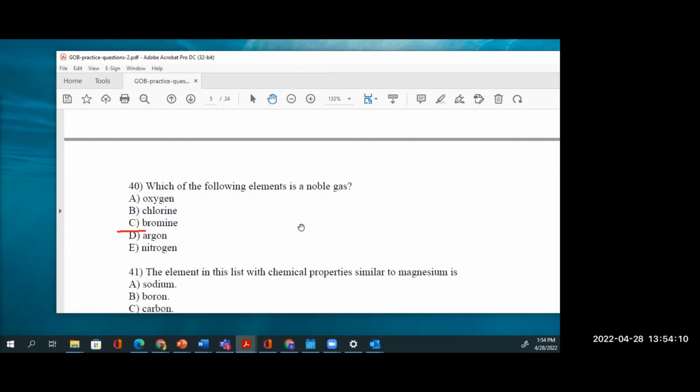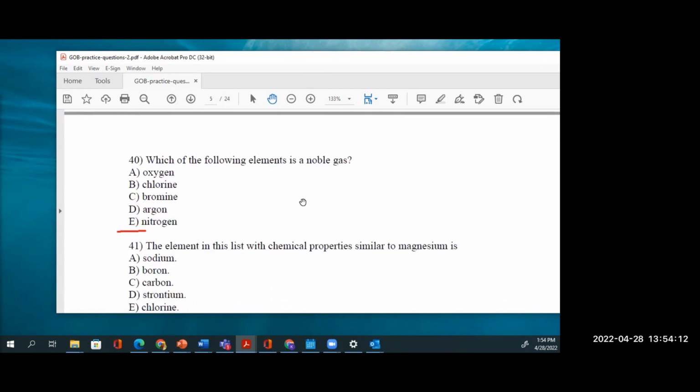Okay. So, which of the following is a noble gas? A, oxygen. B, chlorine. C, bromine. D, argon. E, nitrogen. Argon, that is correct. D is correct.